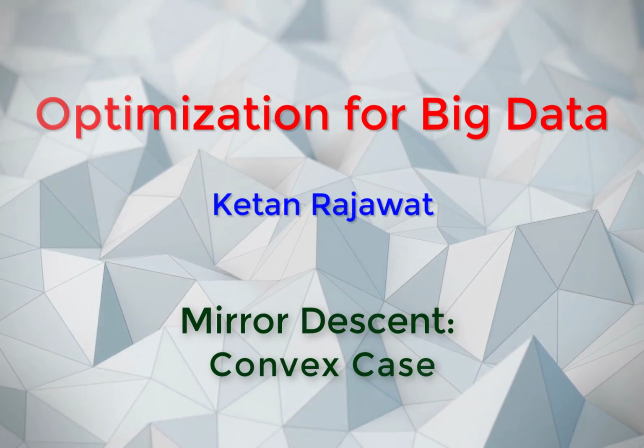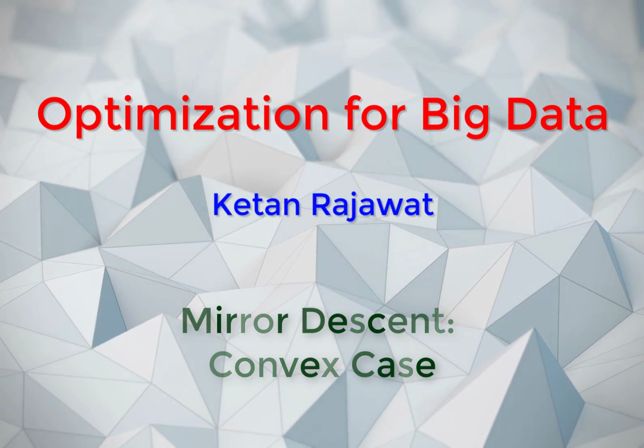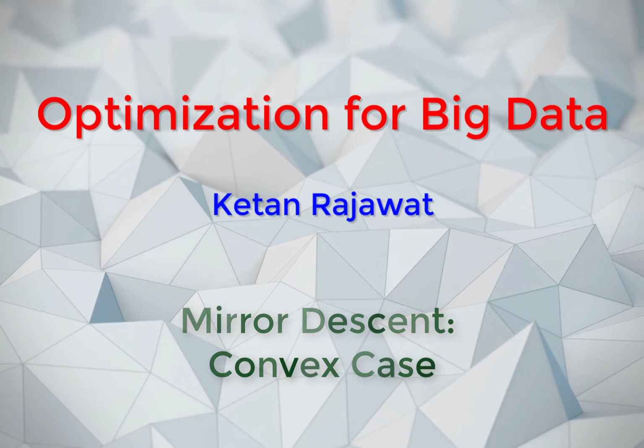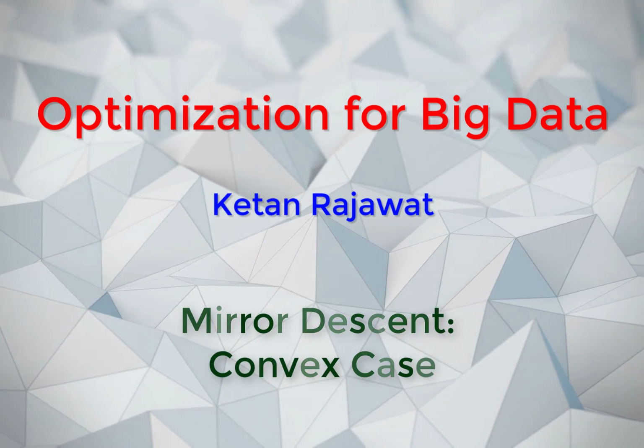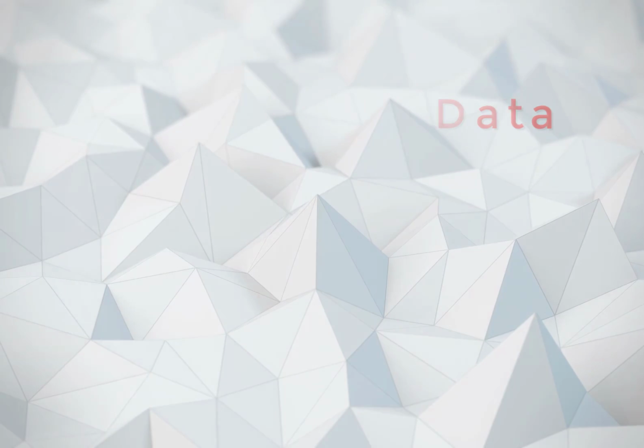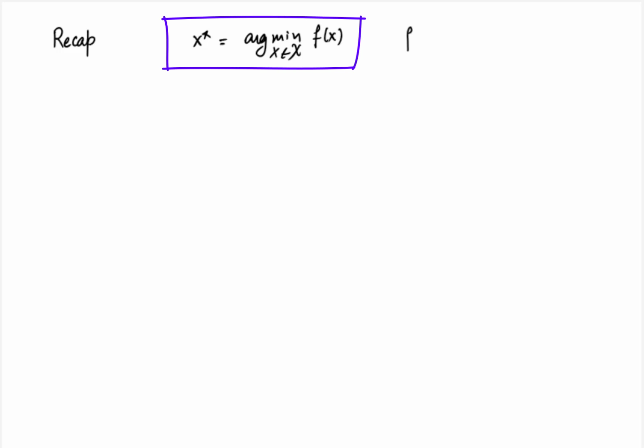Hello everyone. In this video we will look at the oracle complexity of mirror descent for various cases involving convex functions. Let us begin with a quick recap. Recall that we are solving the problem x star equal to argmin over x in calligraphic X, f of x. For convex f, we will first consider f that is Lipschitz continuous, so that the dual norm of its subgradient is less than or equal to L_f.